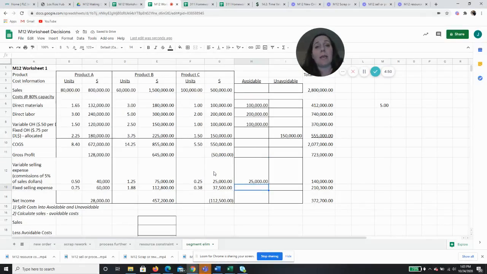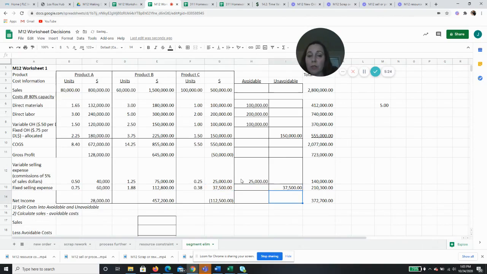Our fixed selling expense. So let's assume this is the salary for our sales manager. Okay, and we have one sales manager who oversees sales reps for all three products. Again, we're not going to pay our sales manager less just because we got rid of product C. We're just going to take that person's salary and allocate it across just products A and B. So product A and B are going to each get a bigger chunk of that cost because we would have gotten rid of product C. So I'm going to call that unavoidable.